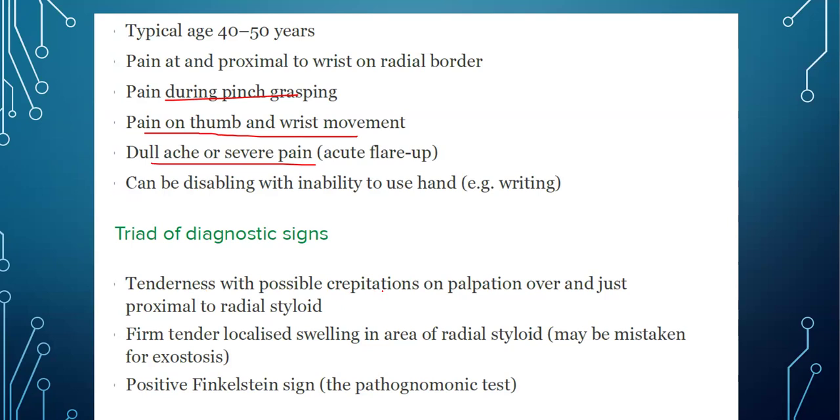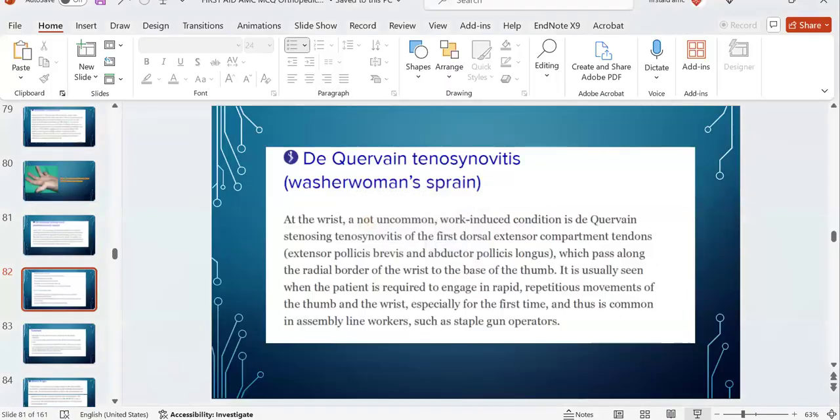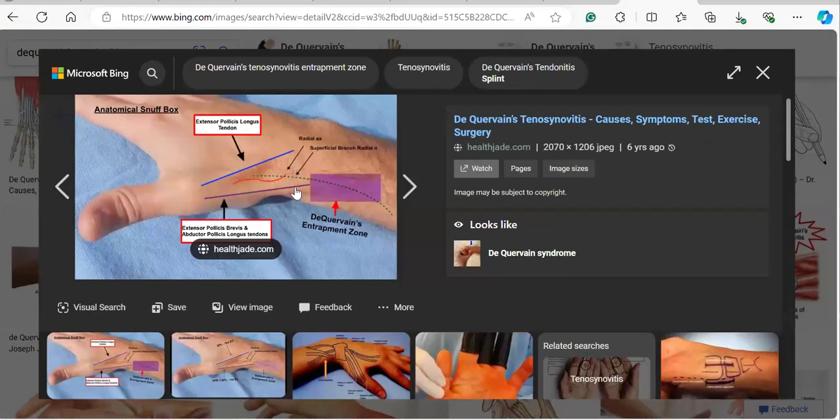So the tenderness and sometimes even a crepitation just over and proximal to the radial styloid. Let's have a look. So where is the radial styloid? So this is where the radial styloid process is. So the pain will be on that area. So you can get tenderness and swelling over the radial styloid.